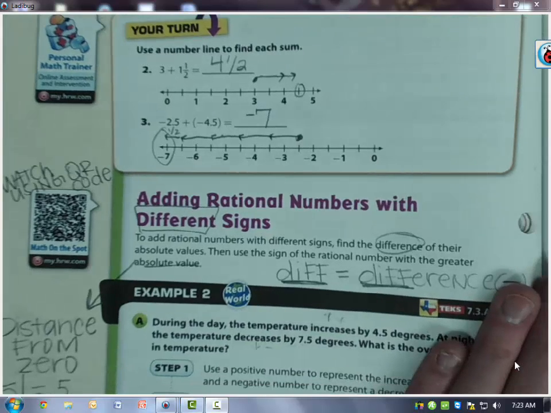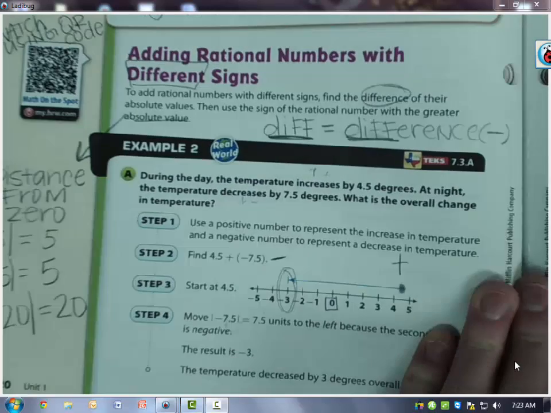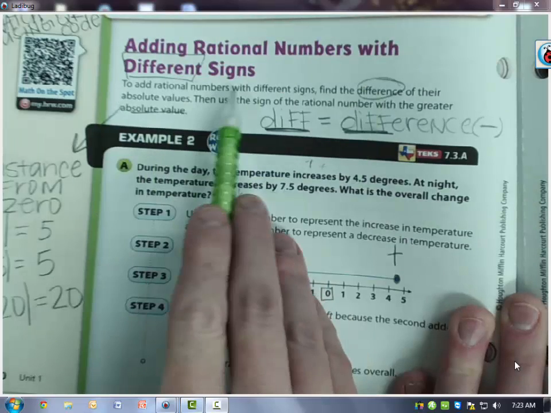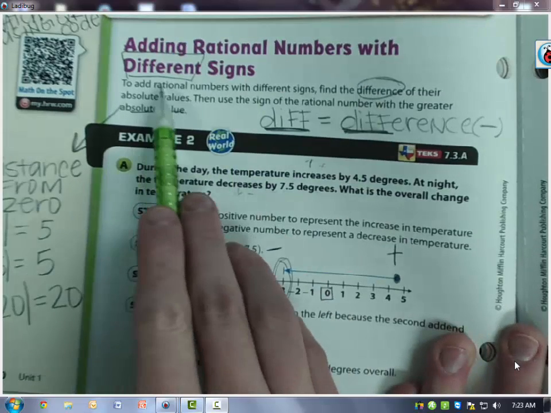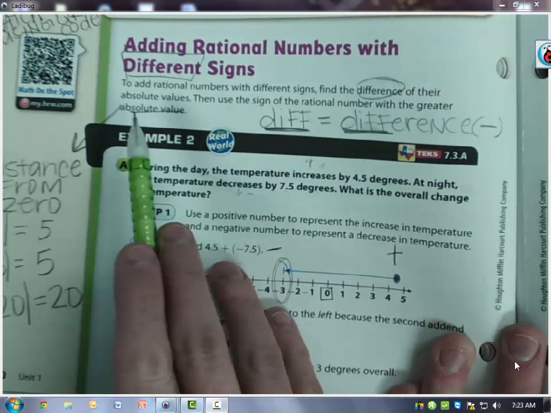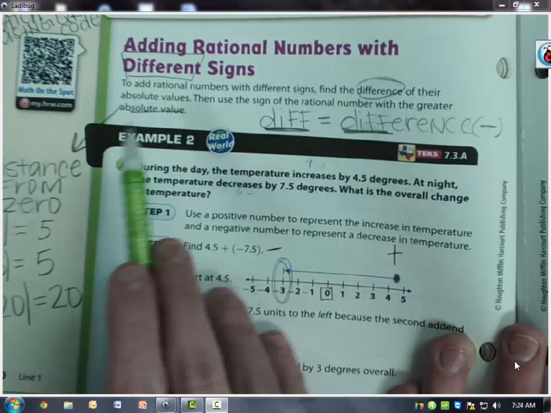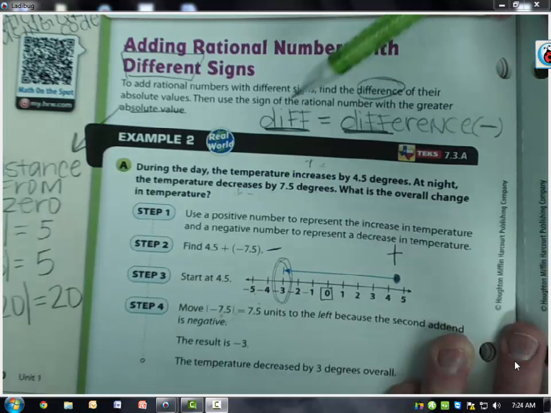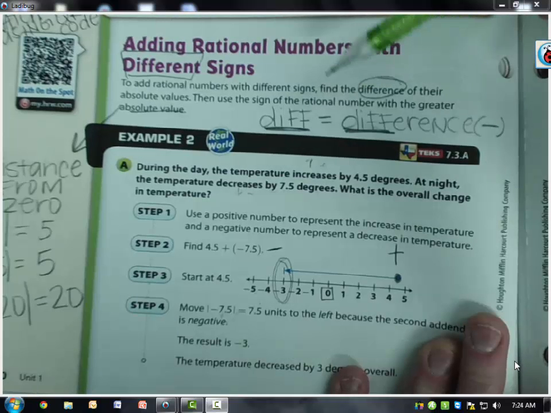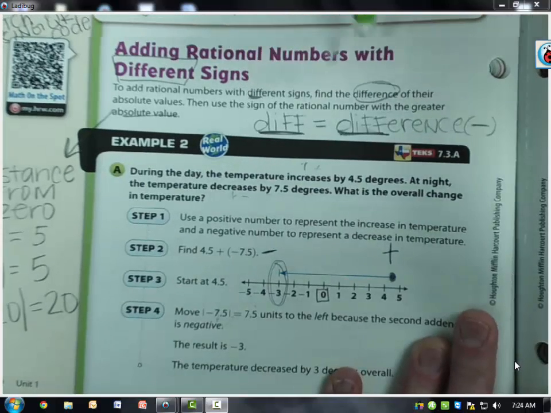Adding rational numbers with different signs. Let's read together. To add rational numbers with different signs, find the difference of their absolute values. Then use the sign of the rational number with the greater absolute value. Miss Hitchcock taught me something that I didn't teach my kids last week: if we have different signs, it has DIFF in it, and then difference, which means subtraction, has DIFF in it. So it's a pretty cool way to remember subtraction here. We're going to go through this pretty fast.